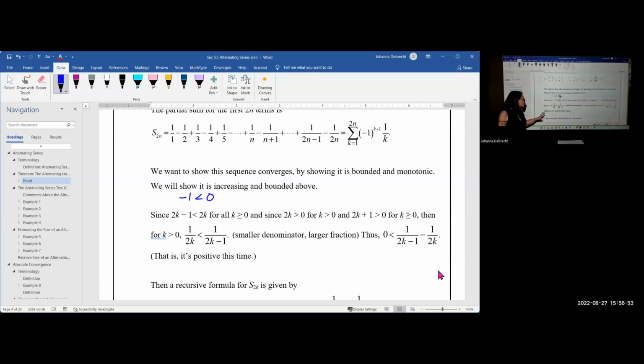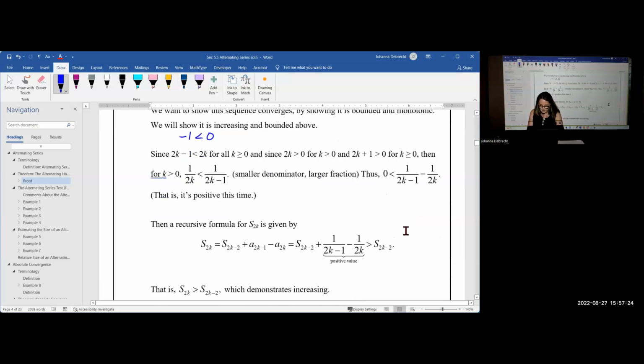Now we know then, by subtracting the 1 over 2k from both sides, that this means 1 over 2k minus 1 minus 1 over 2k is strictly positive. And notice that this corresponds to the last two terms in the partial sum. So when we're looking at this, we're looking at the partial sum s sub 2n, and we've just shown that the last two are strictly positive.